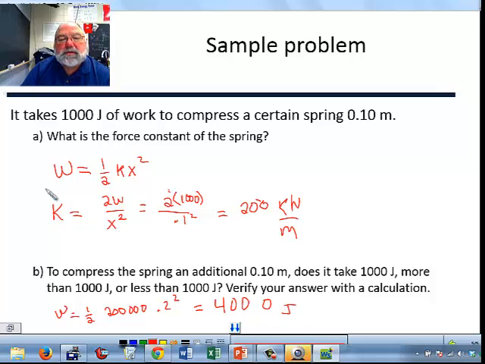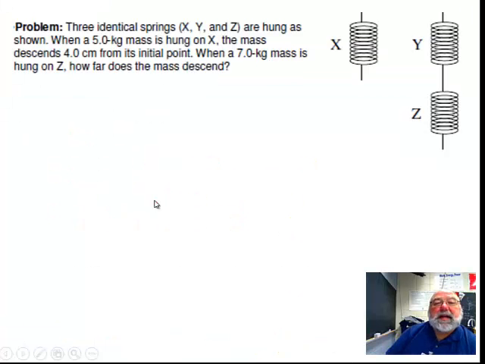Okay, if you double the distance, you quadruple the work. Not too shabby, huh? Okay, we have 3 identical springs, X, Y, and Z. They're hung as shown. When a 5 kilogram mass is hung on X, the mass descends 4 centimeters from its initial point. When a 7 kilogram mass is hung on Z, how far does the mass descend? Okay, well, let's use X to find the spring constant, and then we can work on the YZ composite.